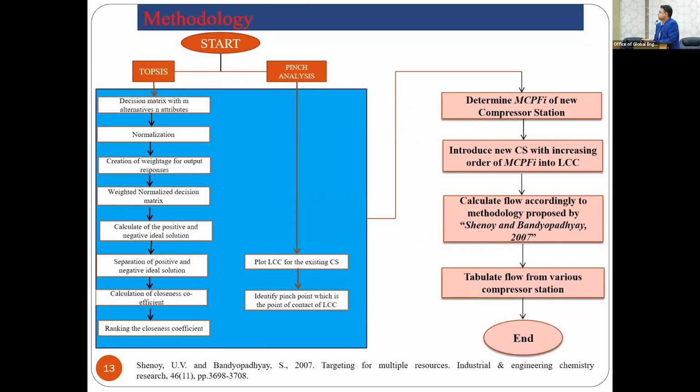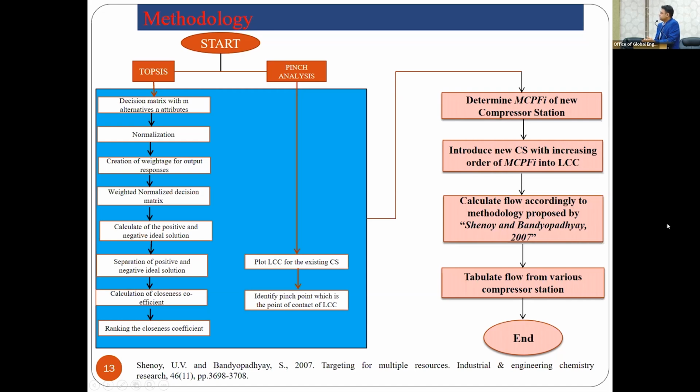Now this is the methodology. The two lines of methodology are shown: one line is for TOPSIS and the other line is for pinch analysis. For TOPSIS, we construct a decision matrix with M alternatives and N attributes. Then we normalize, create the weightage of output responses, and then the weighted normalized matrix is created. We calculate the positive and negative ideal solutions, which I will show in the next slide, and we separate the positive and negative, then calculate the closeness coefficient, and accordingly we rank.